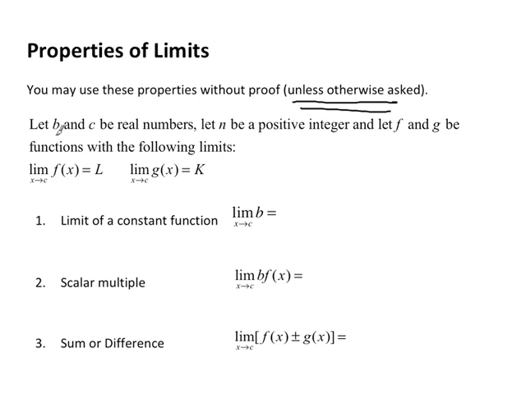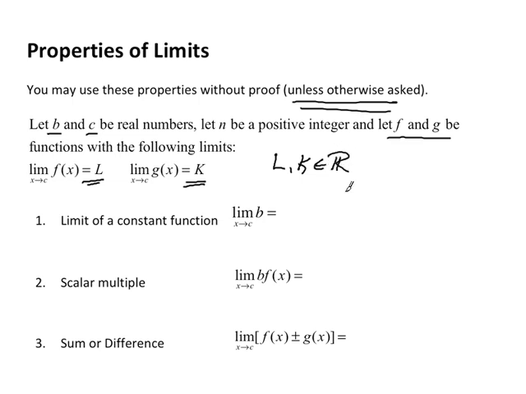So let's start off with this: let b and c, these two numbers, be real numbers, and let n be a positive integer, and f and g be functions with the following limits. The limit as x approaches c of f of x equals L. L is also a real number, and the limit as x approaches c of g of x is k, which is also a real number. So both L and k are elements of the real numbers.